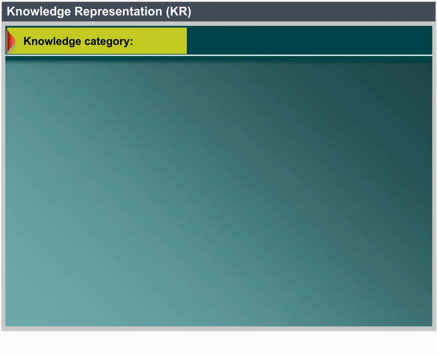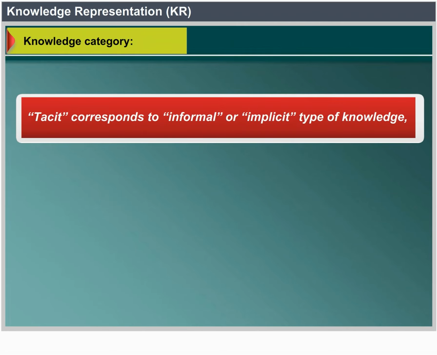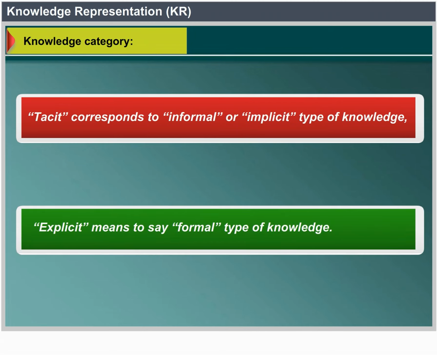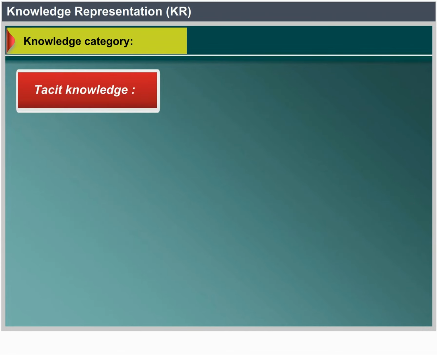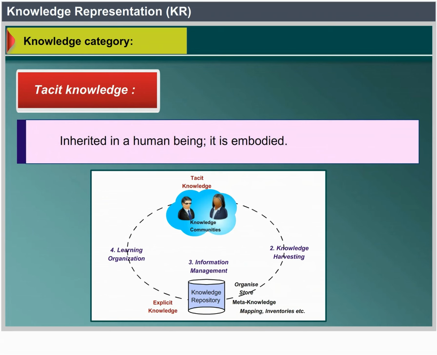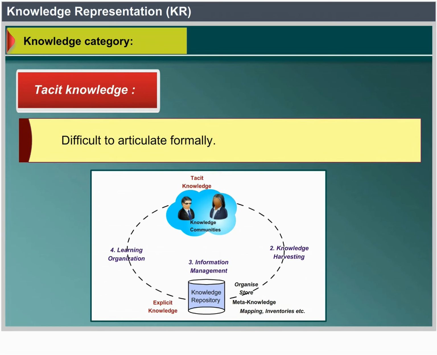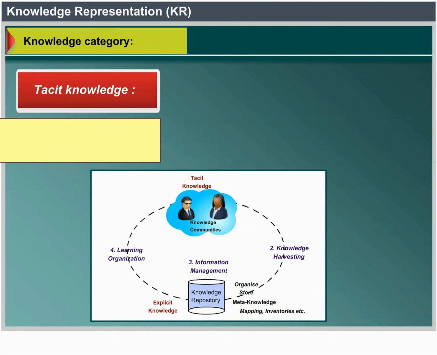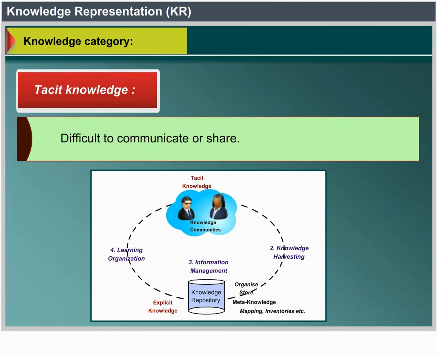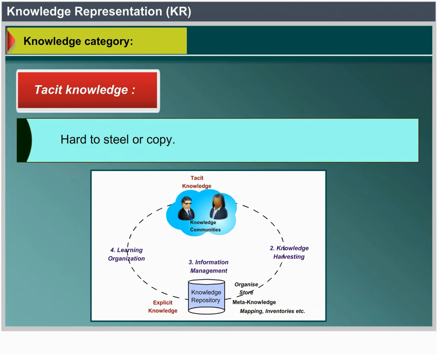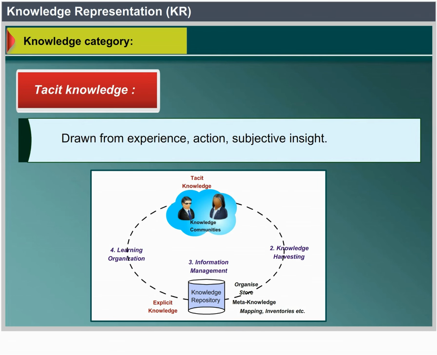Knowledge category. Tacit corresponds to an informal or implicit type of knowledge. Explicit means a formal type of knowledge. Tacit knowledge is inherent in a human being, it is embodied, difficult to articulate formally, difficult to communicate or share, hard to steal or copy, and drawn from experience, action, and subjective insight.